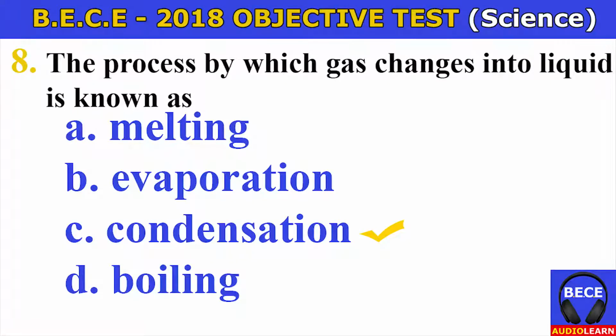Number 8. The process by which gas changes to liquid is known as A. Melting, B. Evaporation, C. Condensation, D. Boiling. And the answer is C. Condensation. The process by which gas changes to liquid is known as condensation.